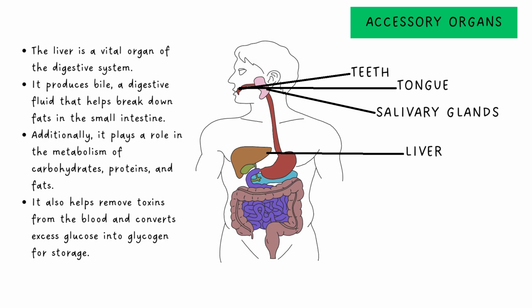So the liver plays a vital role in the digestive system. It produces bile, a digestive fluid that helps break down fats in the small intestines. Additionally, it plays a role in the metabolism of carbohydrates, proteins, and fats. It also helps remove toxins from the blood and converts excess glucose into glycogen for storage.